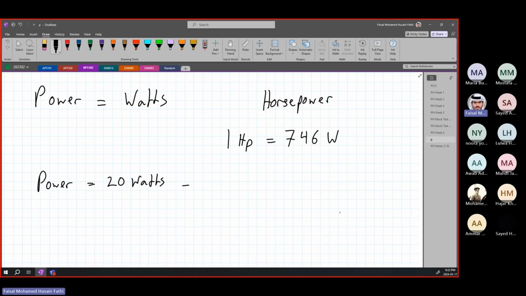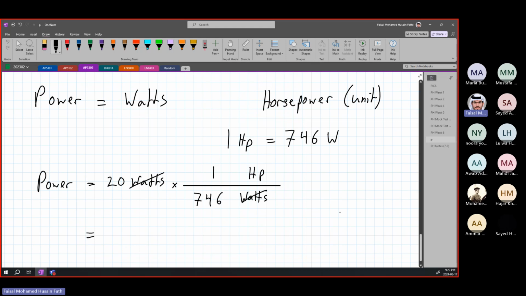All right, to find this in horsepower, if you're using the method I taught you, it's going to be very simple. You just put watts at the bottom because that's what we are trying to cancel. And we are trying to find horsepower, so we're going to put that at the top. Okay, so this is just a unit. Remember, this is just a unit. So we know that 1 horsepower is 746 watts. So now the watts will cancel, and you're going to get your value, which is 20 divided by 746 horsepower.